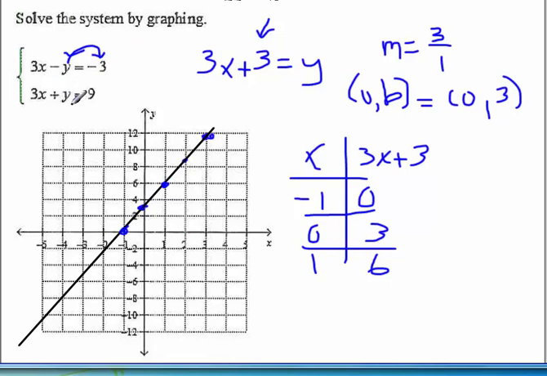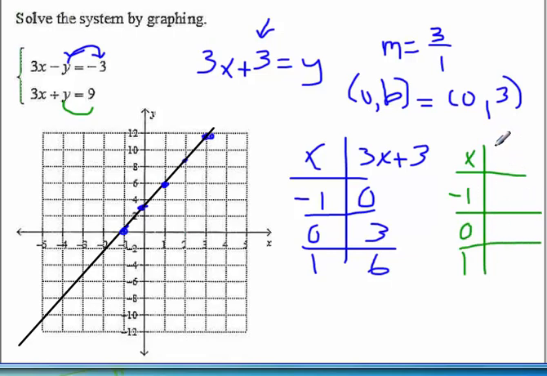Alright, so let's do the next one. You just switch these up and we'll just do a table of values. I'll plug in -1, 0, and 1, and if I switch things up, I end up with y equals 3x minus 9. If I plug in a -1, I'm going to get a -12. If I plug in a 0, I get a -9. If I plug in a 1, I'm going to get a -6. So -1, -12, 0, -9, and 1, -6.